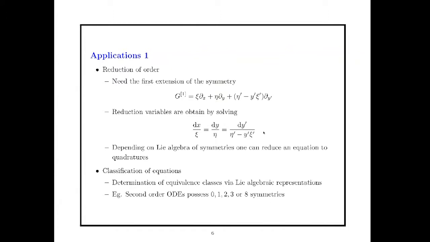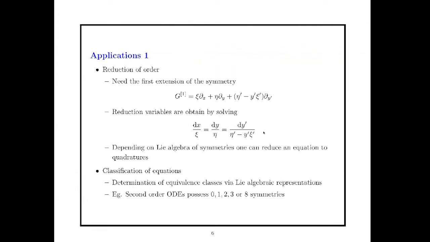In fact, Lie proved the result that for every Lie group you have a Lie algebra, and associated with every Lie algebra is a Lie group as well. So you have the Lie algebra associated with symmetries, and the Lie group associated with the finite transformation itself. You can also use symmetries to classify equations. You can determine equivalence classes of equations via these Lie algebraic representations, taking this Lie algebra into account.